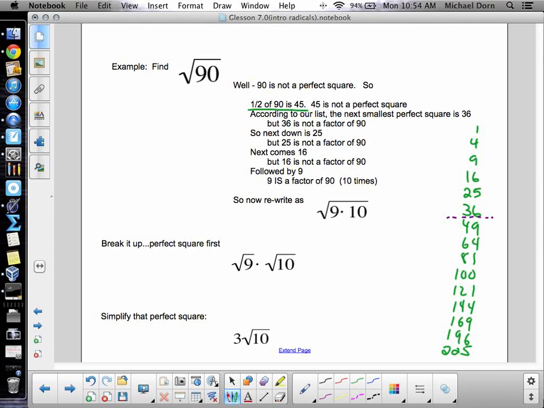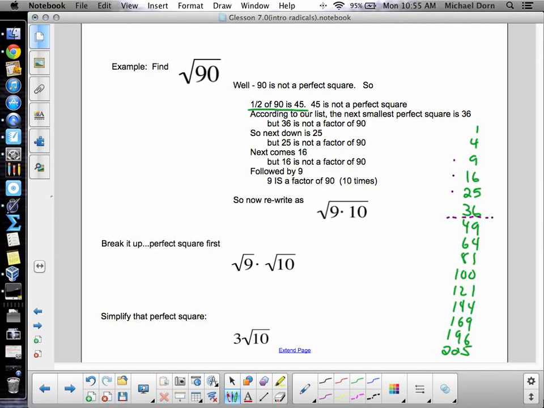Next down the list is 25. We check 25, does not go evenly into 90. Next, 16. 16 does not go evenly into 90. Next, we check 9. So we're just working our kind of guess and check, working our way down the list. Or in this case, up the list. 9 is a factor of 90 10 times, so I rewrite my radical. Square root of 9 times the square root of 10. Or square root of 9 times 10, because 9 times 10 is 90.